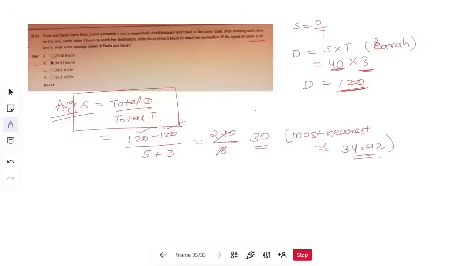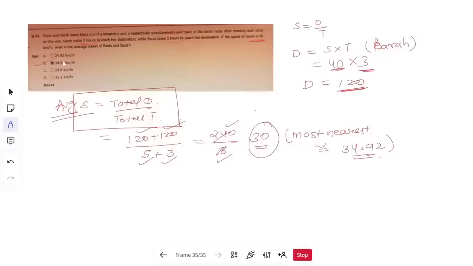In the question it is given to us that Sarah takes 3 hours to reach and Paula takes 5 hours to reach. So we will sum up those times also, that is 5 plus 3. So we will get 8. On top we will get 240 and below we will get 8. When you cancel it, you will get the value as 30, which is the average speed.